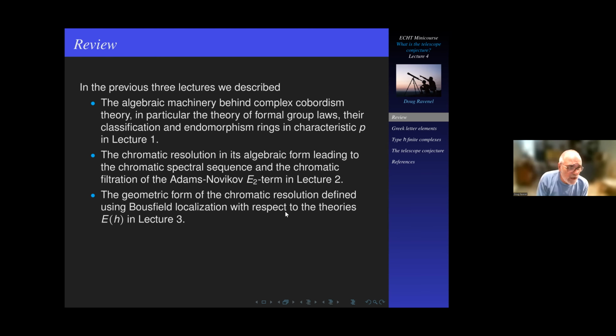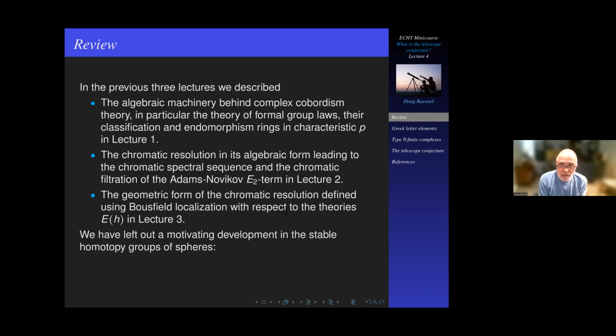In lecture 3, I described how there's a geometric underpinning for this. There's a geometric form of the chromatic resolution that's defined using Bousfield localization with respect to the Johnson-Wilson homologies E(h) that were introduced in lecture 3.